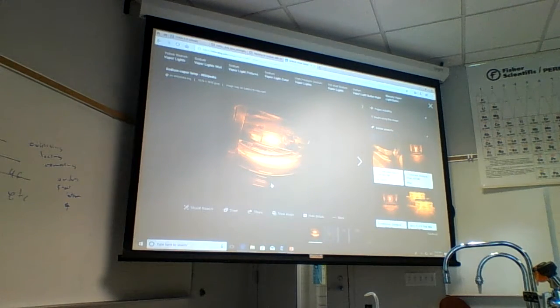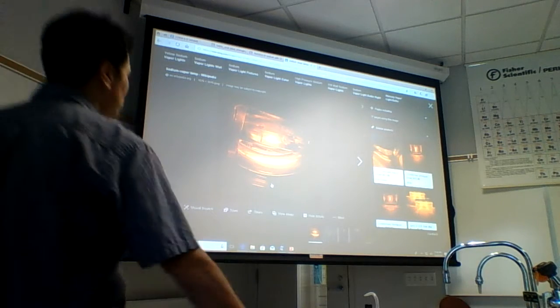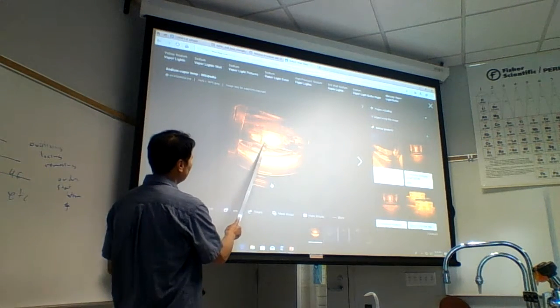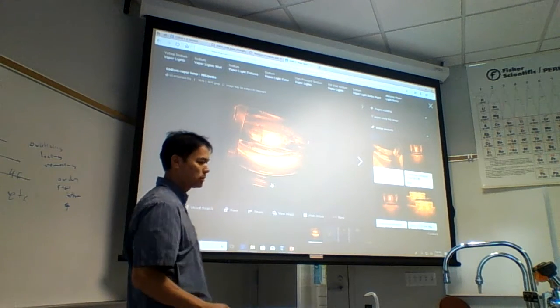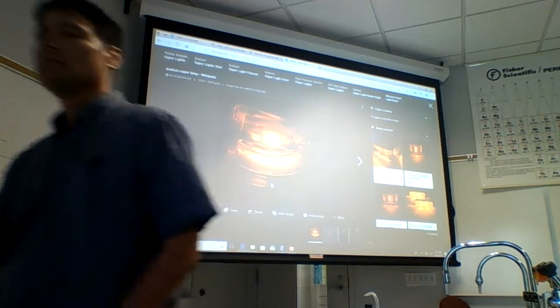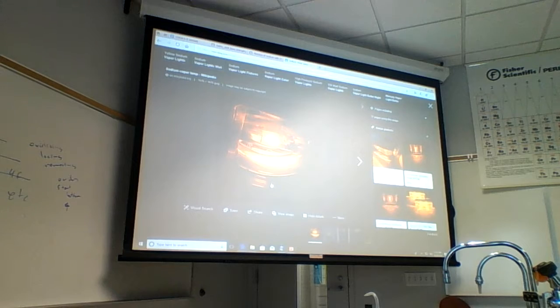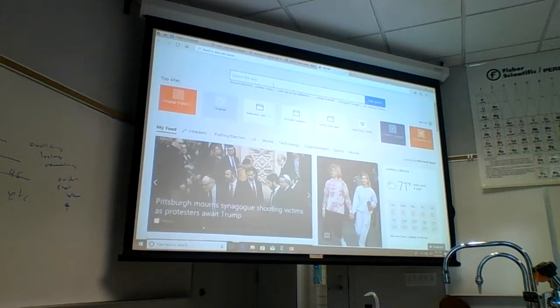This is a sodium vapor lamp, and so we just put some metallic sodium in there, vaporize it, and then excite the electrons. When they excite the electrons, then we can see the line spectrum from that. So let's take a look at the line spectrum.